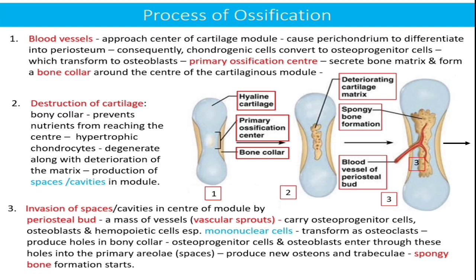The third step involves invasion of these newly formed spaces or cavities in the center of the model by the periosteal bud, which is a mass of vessels or vascular sprouts which carry osteoprogenitor cells, osteoblasts, and hemopoietic cells, especially mononuclear cells. These mononuclear cells transform as osteoclasts and they produce holes in the bony collar through which osteoprogenitor cells and osteoblasts enter into the primary areolae or the spaces. Hence, they produce new osteons and trabeculae in these spaces. So the spongy bone formation starts.